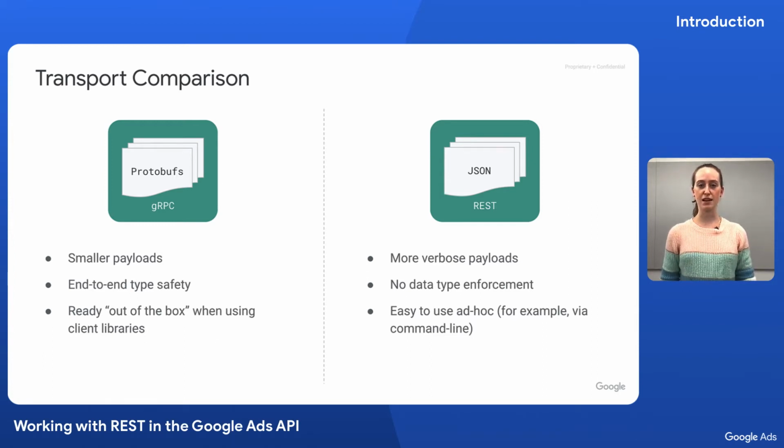With REST by itself, we don't get the data type safety we got with gRPC. And for the most part, REST is not supported out of the box when using the client libraries, though I'll note that a couple of our client libraries do use REST under the hood. One benefit of using REST is that it's easy to use ad hoc with tools like curl and Postman.